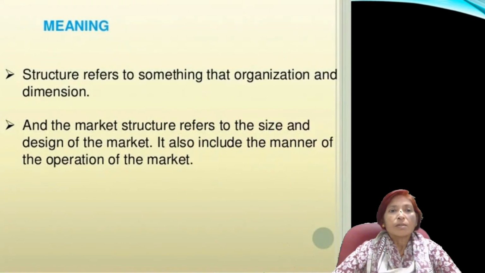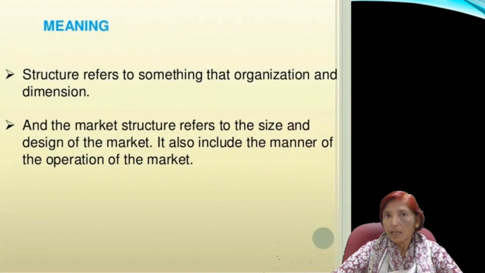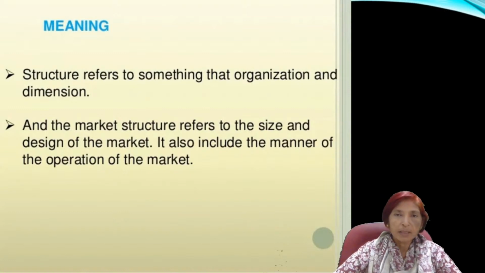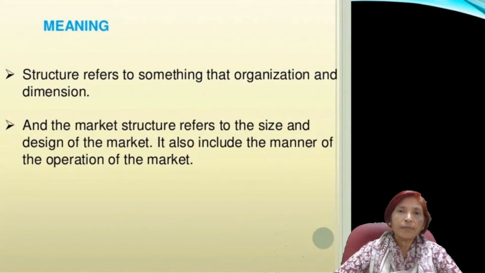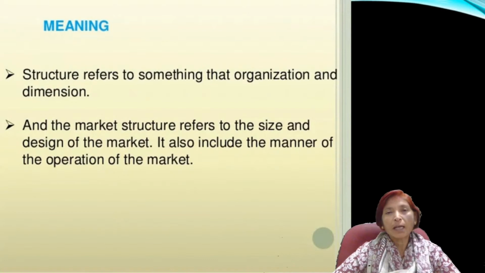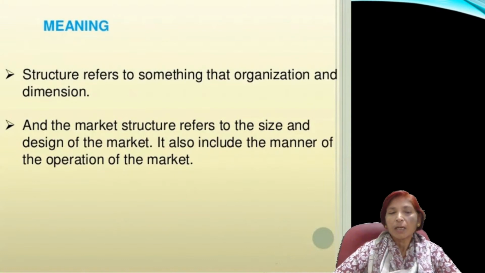Next is structure, which means something like organization and dimensions. And the market structure refers to the size and design of the market. It also includes the manner of operation of the market. It means how a market can operate, how a market structure can operate in an economy.